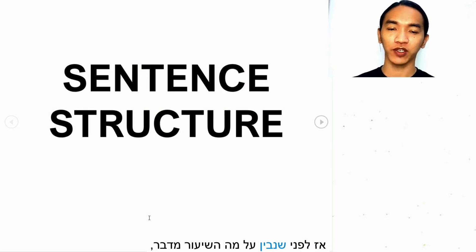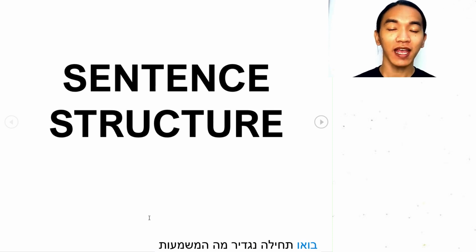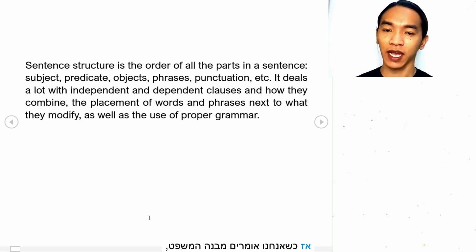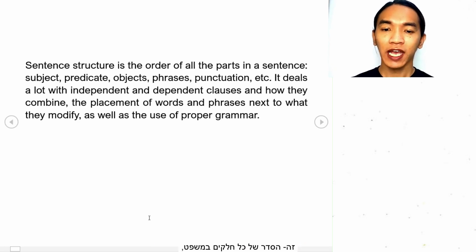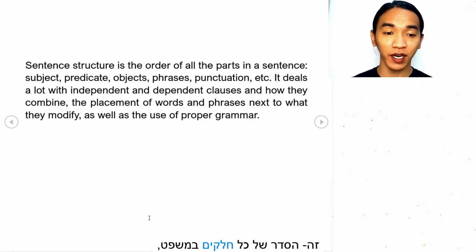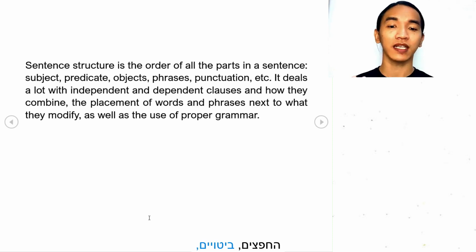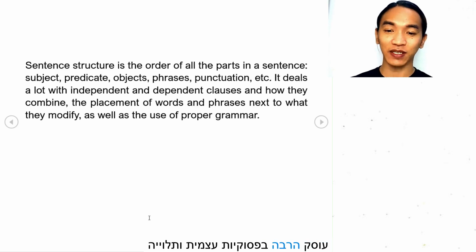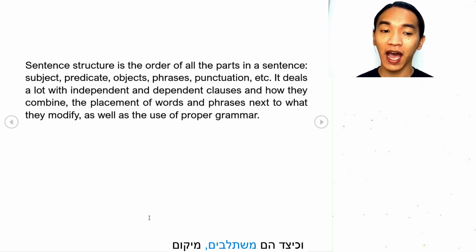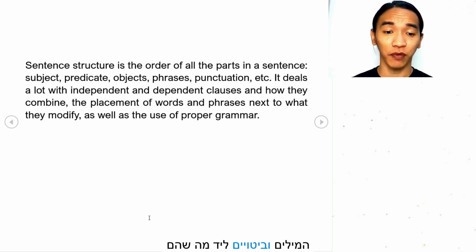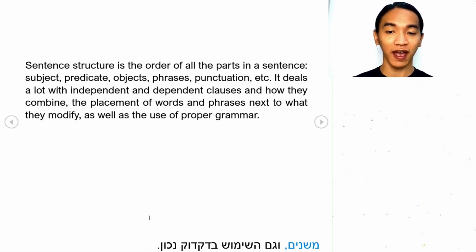So, before we understand what this lesson is all about, let's first define what sentence structure means. Okay? So, when we say sentence structure, it is the order of all the parts in a sentence, such as your subject, your predicate, your objects, phrases, punctuation, and etc. It deals a lot with independent and dependent clauses and how they combine, the placement of words and phrases next to what they modify, as well as the use of proper grammar.